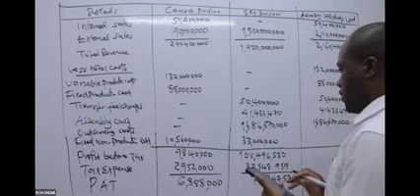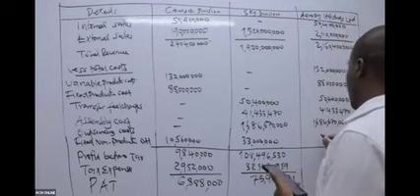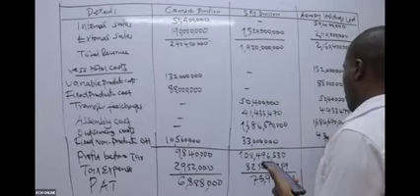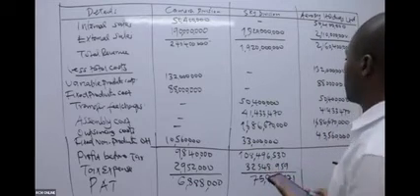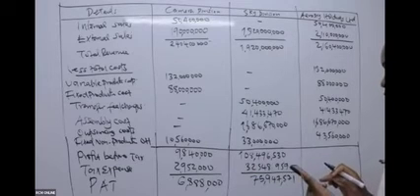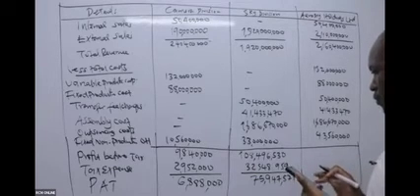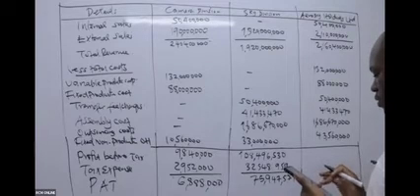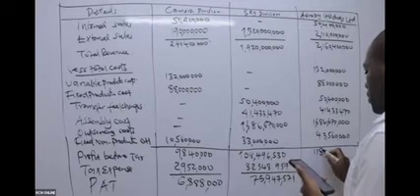And of course, we have 33. That will be 43. Right? So just come and add these two. You'll be able to get the same thing.